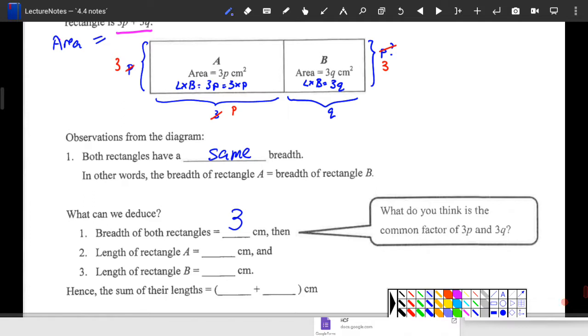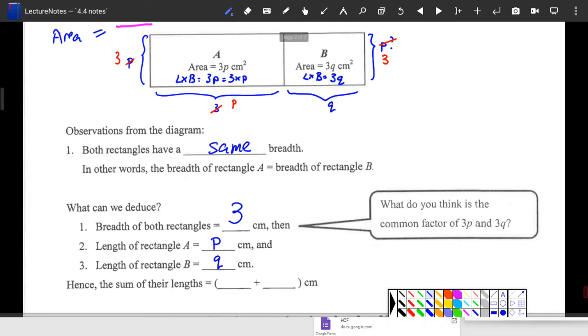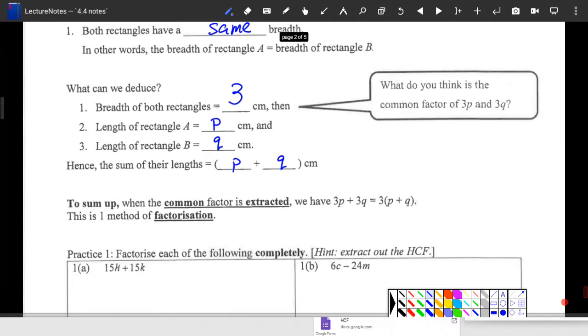Now, what is the length of P? What's the length of rectangle A? P. The other one? Q. And so what is the sum of their length? P plus Q. Make sense? So this is P, this is Q, so total length is P plus Q. So far good? Good, so I go on further.